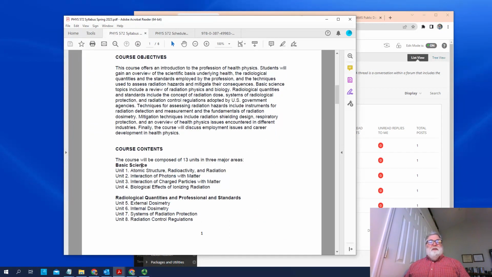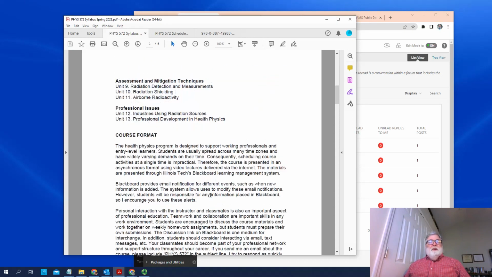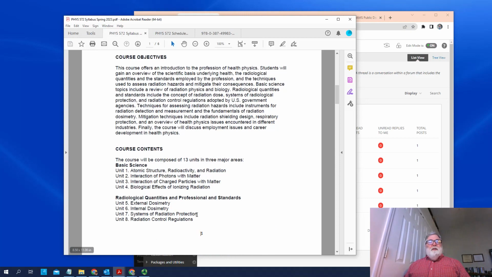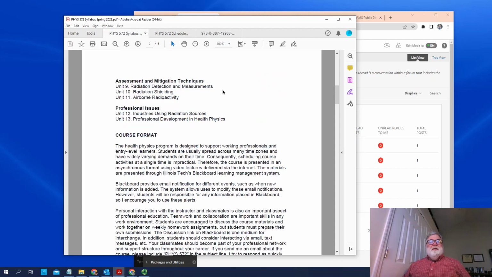So these are the contents we're going to talk about. Basic science is radiation physics and radiation biology. That's basic principles of how radiation affects the world. Then we'll talk about the quantities and standards that we use, what radiation dose is, what radiation exposure is, what internal dose is, etc. How we go about protecting people, what are the basic principles for radiation protection, and what rules have been set up by the government to ensure that we keep people safe. And the third is the assessment techniques and the techniques we use to mitigate radiation hazards.